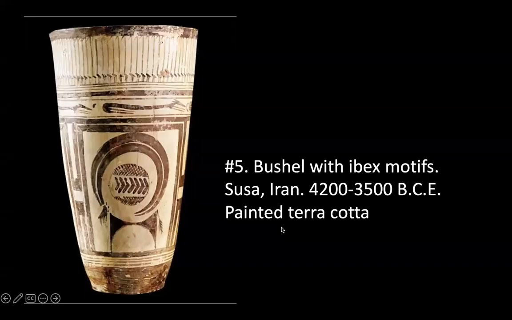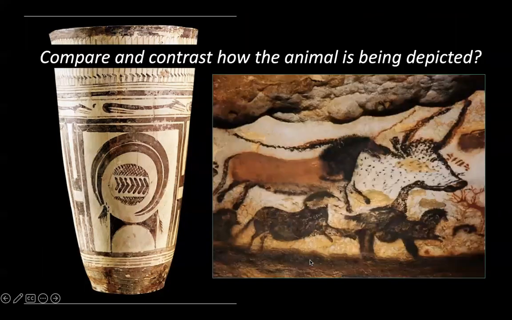All right, number 5, bushel with ibex motifs from Susa, Iran. This is painted terracotta. So terracotta is fancy for clay. All right, compare and contrast. So look at this animal on the left. Look at the bulls from the cave of Lascaux. How would you compare these? How are they different? It's really important here.